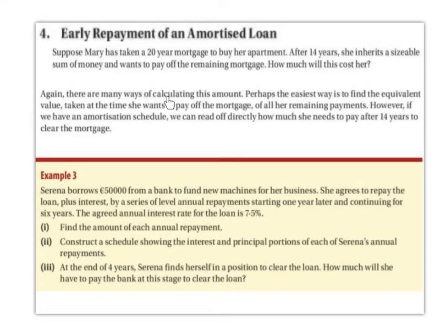Again, there are many ways of calculating this amount. Perhaps the easiest way is to find the equivalent value, taken at the time she wants to pay off the mortgage, of all her remaining payments. However, if we have an amortization schedule, we can read off directly how much she needs to pay after 14 years to clear the mortgage. So here we have example 3, which shows examples of this.